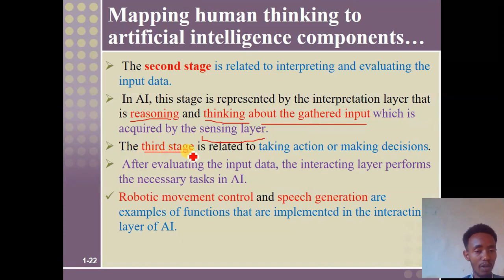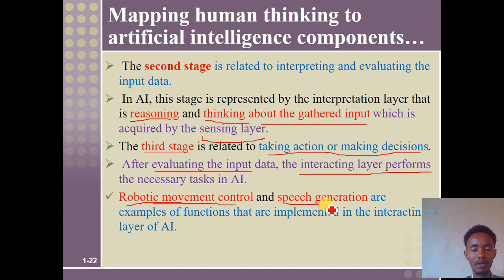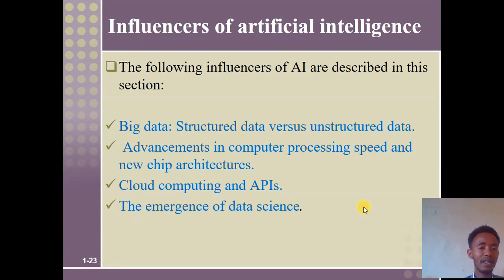The third stage in the human being is related to taking action or making a decision. But in the case of artificial intelligence, after evaluating the input data and interpreting the information by using different numbers of layers, they are also able to take an action. If you consider robotic movement control and speech recognition, they are examples of the functions that are implemented in the interaction layer of artificial intelligence.